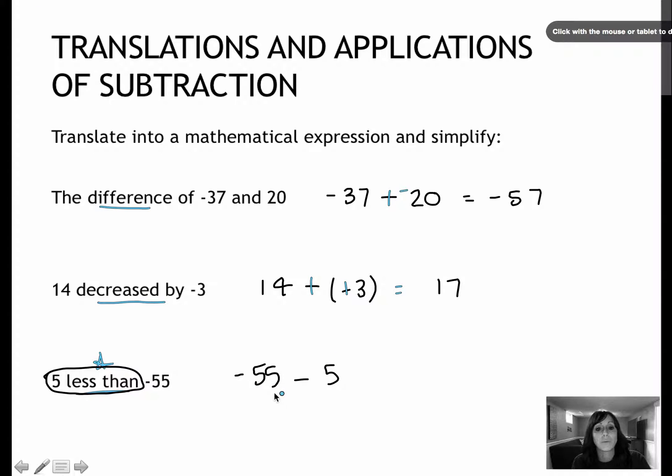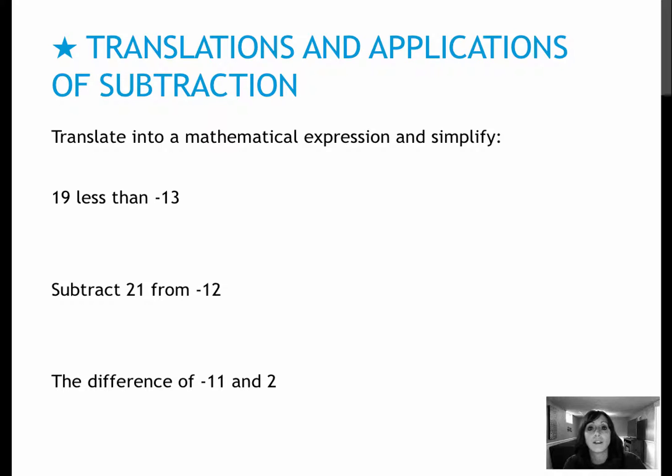Once I have it set up, of course, I'm going to keep, flip, change, and now I've got a negative plus another negative. Same sign, I find the sum, which is 60, and give it the common sign. Try these three on your own, then press play to see how you did.